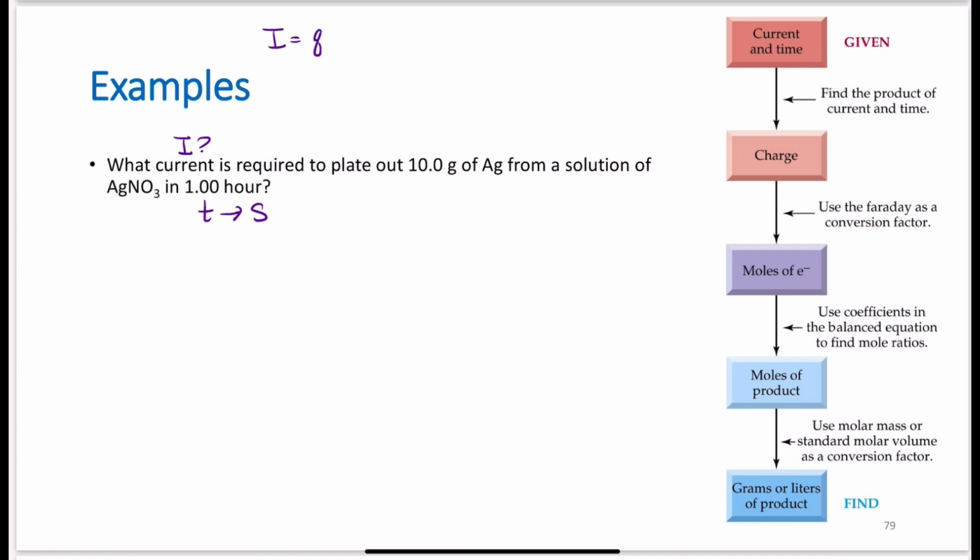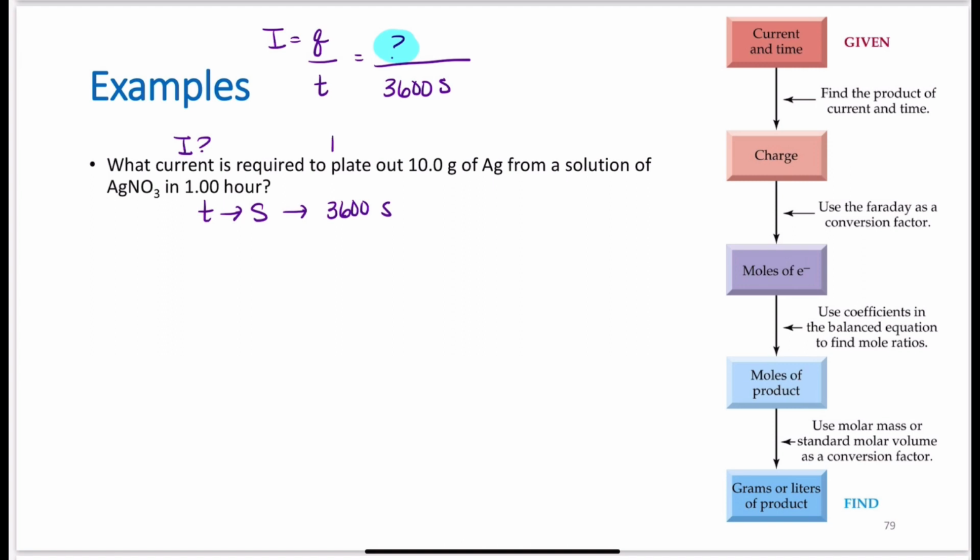I know my current is equal to my charge over my time. I'm trying to find this. And I know 1 hour, you can do the calculation throughout if you would like, but this is equal to 3,600 seconds. So, I need to find this numerator here so that I can find my answer.